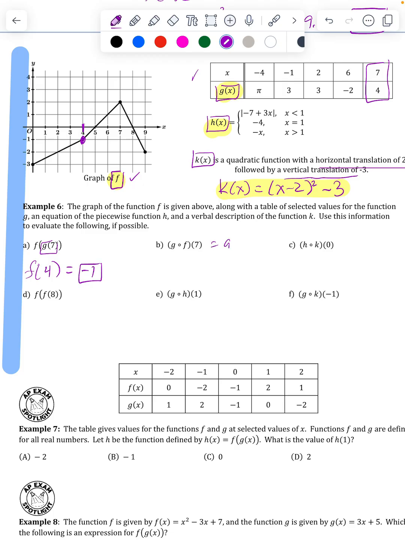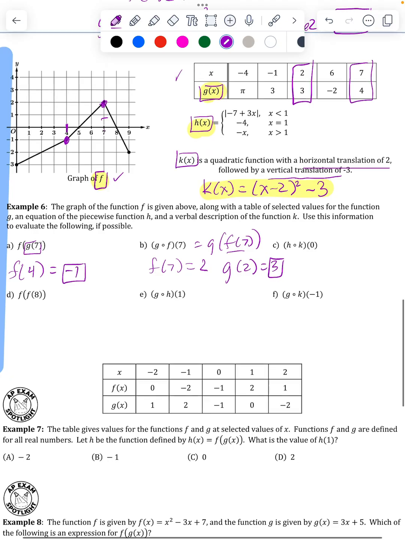This guy is the same as g of f of 7. So I first have to find f of 7. And since that is a table value, I go to 7. I see that my output or y value is a 2. And then I'm going to need g of 2. That's off the table. And when you plug in a 2 there, you get out a 3.